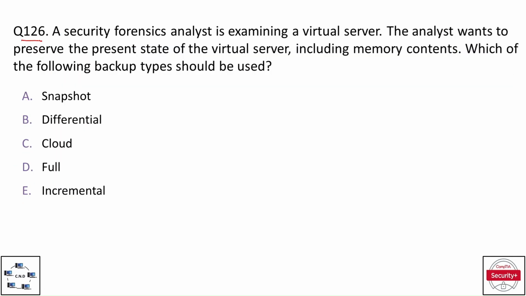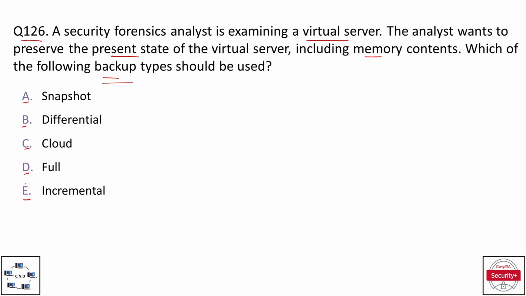Question number 1 to 6. A security forensics analyst is examining a virtual server. The analyst wants to preserve the present state of the virtual server, including memory content. Which of the following backup types should be used? And the options are option A, snapshot, option B, differential, option C, cloud, option D, full, and option E, incremental.